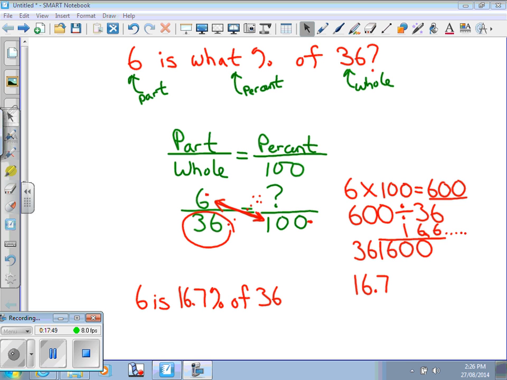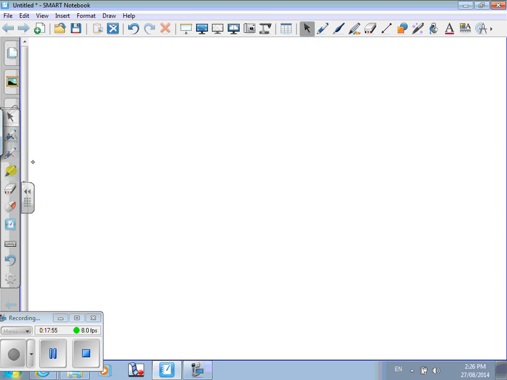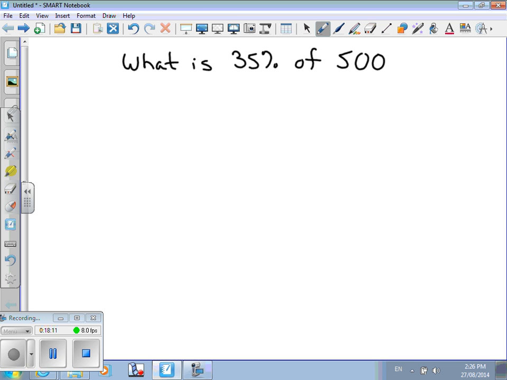Let's try another one. Clear this off of here. And I'll say, what is 35% of 500? 35 is our percent. 500 is our whole. And what? The thing that we are looking for is the part.